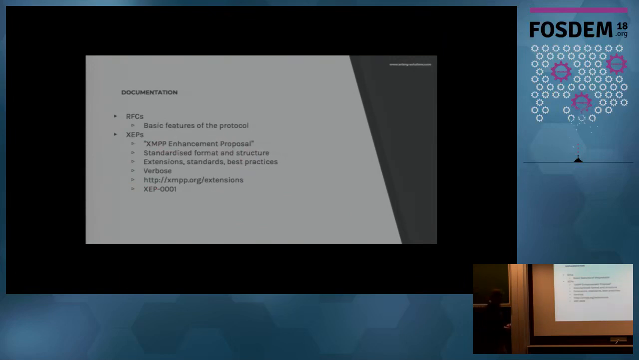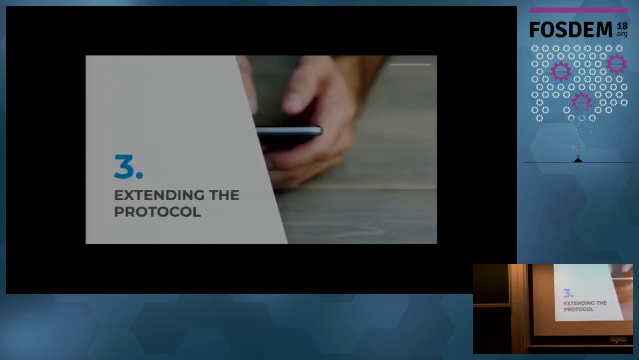XMPP is very well documented. This is because those XSF guys are really tough, and they demand very good XEPs. So their RFC defines basic features, and there are those enhancement proposals. They all look pretty much the same because the format and the style of writing has to be the same all the time. There are hundreds of them because it's not only extensions. They also define formats of addresses, lots of stuff, best practices. They're pretty verbose, which takes a while getting used to, but it's a matter of personal preference whether somebody likes it or not. They are all listed on the website, and the most important XEP of all is XEP-0001, which tells us how to write XEPs. So it's sort of a meta XEP, if you will.